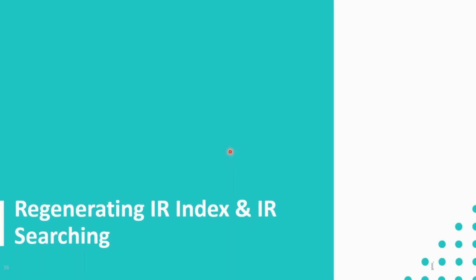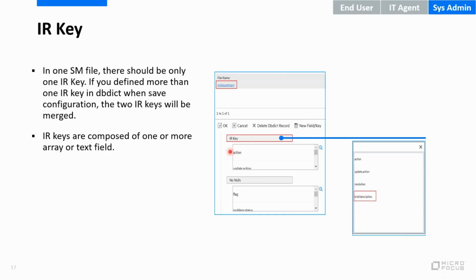Okay, next we will discuss IR indexing and IR searching. The most important part here is the IR key. In one SM file, there should be only one IR key. In dbdict, you can define more than one IR key for one table, but when you click the save button, the IR keys will be merged automatically.